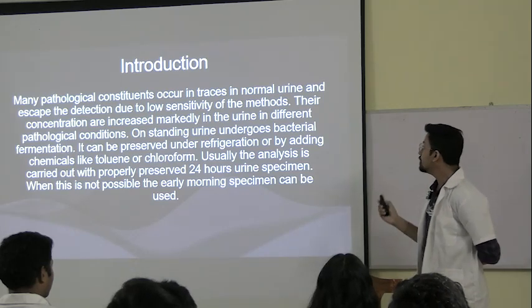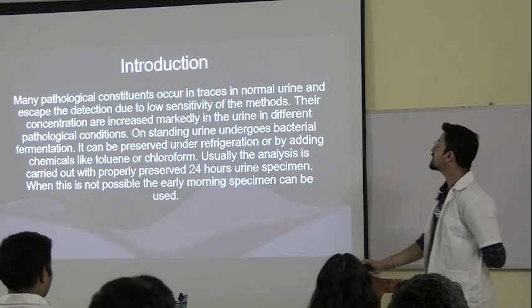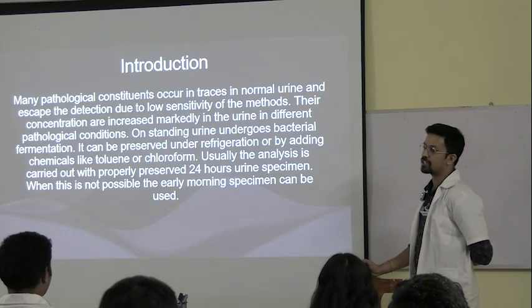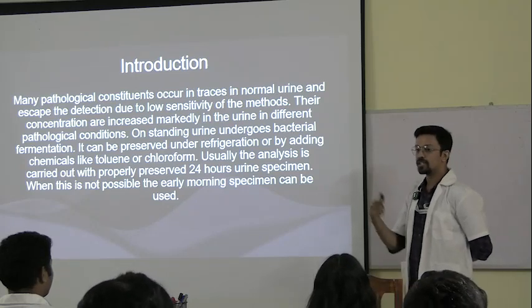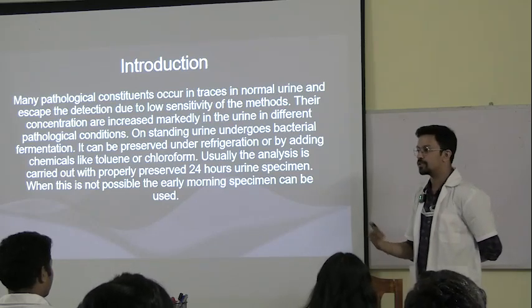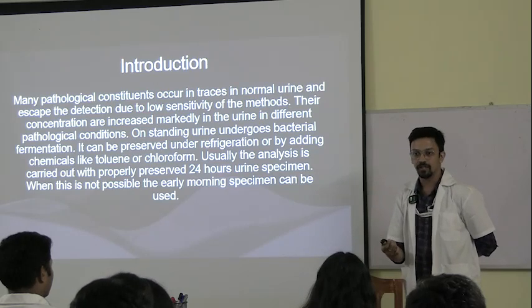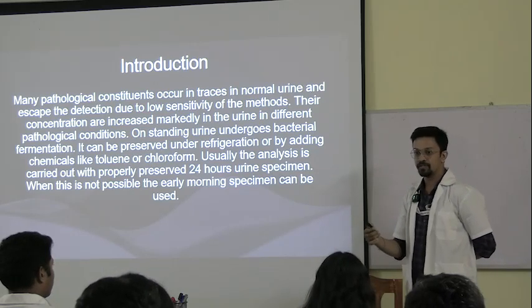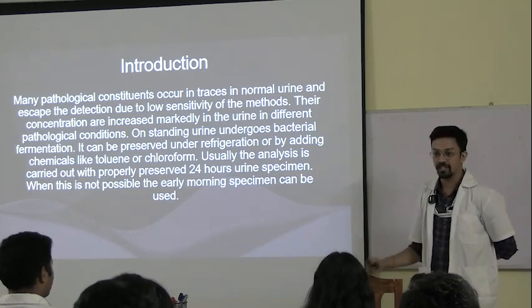Fine. Now, for all these constituents, their concentration is increased markedly in the urine in different pathological conditions. I will be discussing in which disease, which condition, which elements increase. For example, the reducing sugar will increase in diabetes mellitus. Now, galactosemia, glycosuria, these are some names. I will be explaining them one by one. So these are conditions where the reducing sugar will increase.